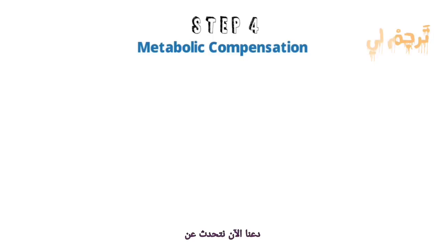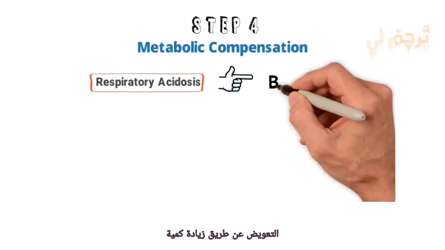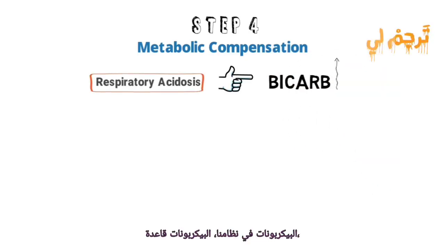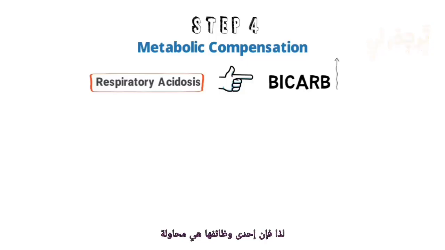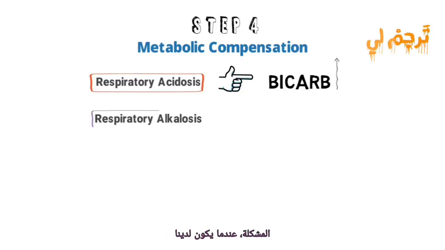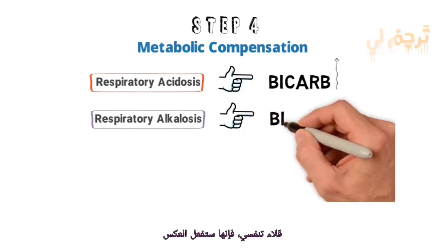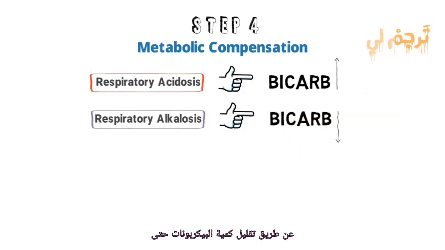Now let's talk about metabolic compensation. For example, when we have respiratory acidosis, the body will try to compensate by increasing the amount of bicarb in our system. Bicarb is a base, so one of its functions is to try to neutralize the acid that is causing the problem. When we have respiratory alkalosis, it's going to do the opposite by decreasing the amount of bicarb.